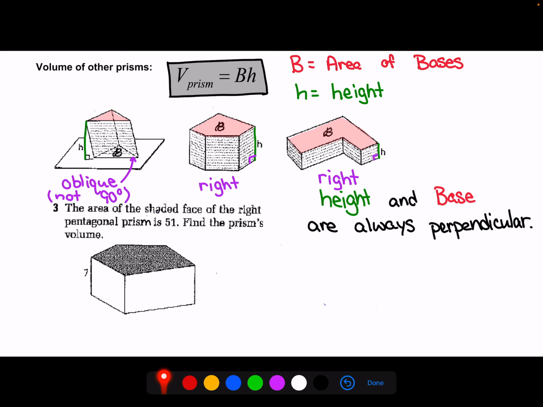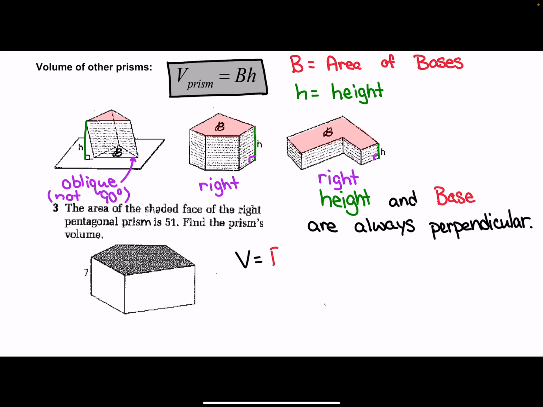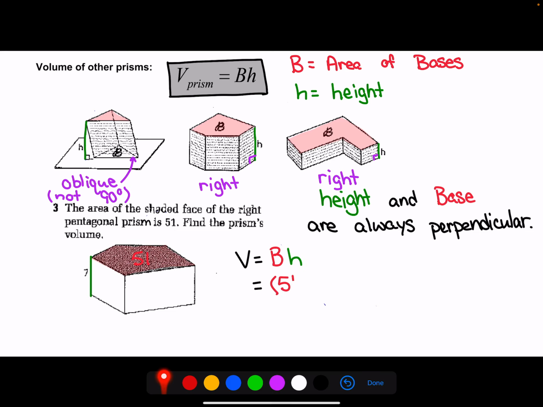Lastly, let's go ahead and try to find the volume of the right pentagonal prism. They tell us that the area of this shaded face is 51. We want to find the prism's volume. Now again, volume is equal to big B times the height. If they're telling me that the area of the pentagon here is 51, that means big B is 51. Looking at our prism, it has a height of 7. So our volume will be 51 times 7, which gives us 357 units cubed.